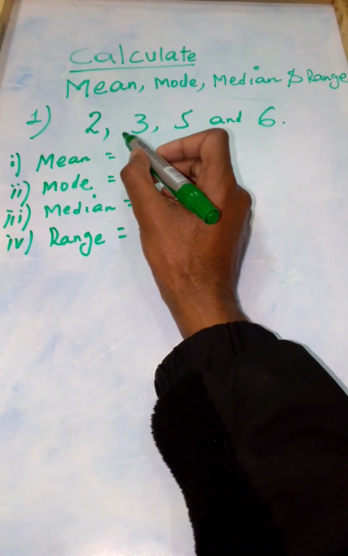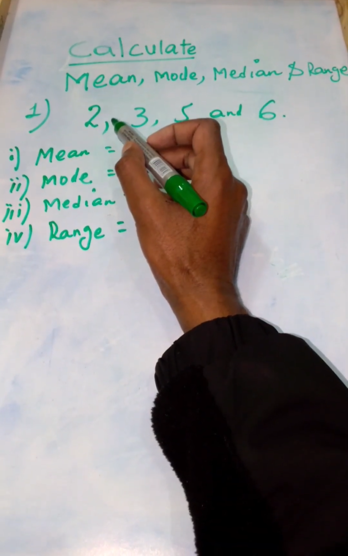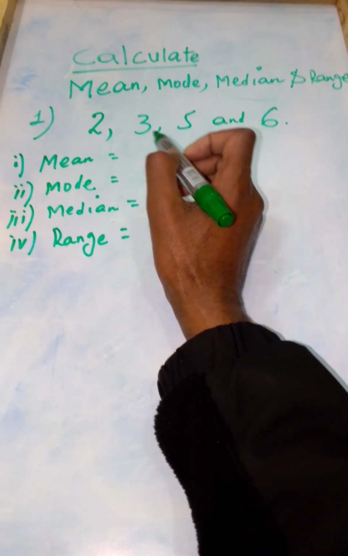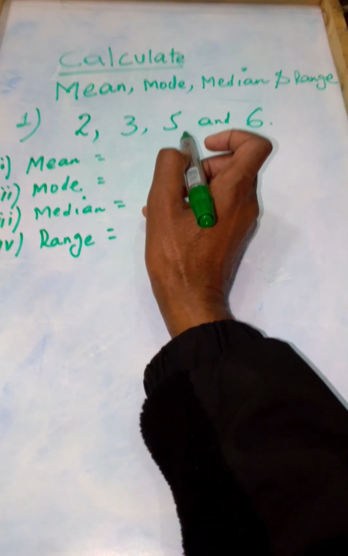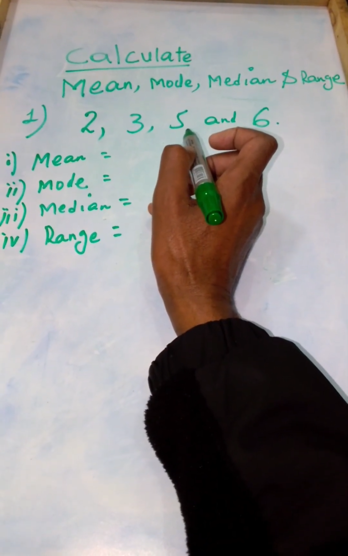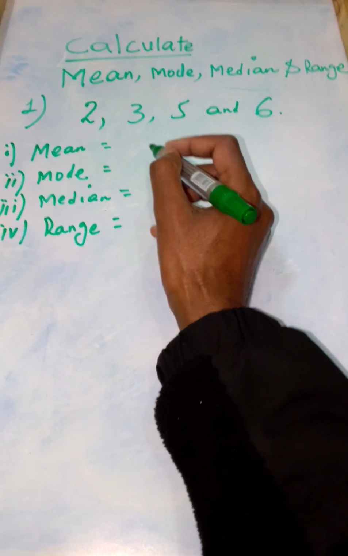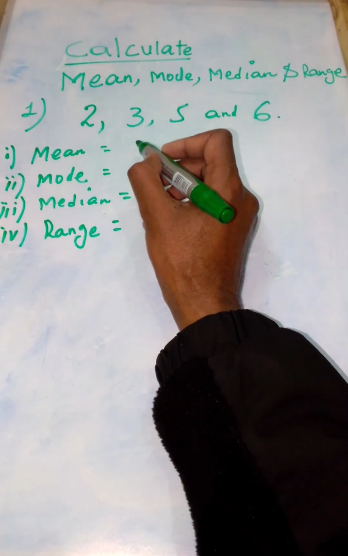Let us look at this example. We are given this sample of data: 2, 3, 5 and 6, and we are asked to find the mean, mode, median and range. Now let us calculate the mean.